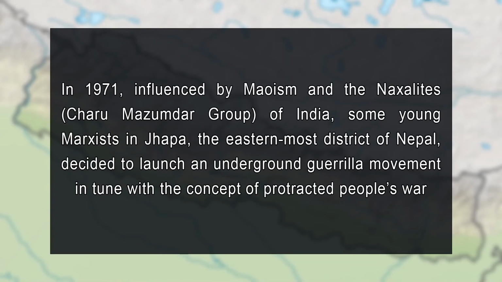In 1971, influenced by Maoism and the Naxalites, Charu Mazumdar group of India, some young Marxists in Jhapa, the easternmost district of Nepal, decided to launch an underground guerrilla movement in tune with the concept of protracted people's war. This came to be known as the Jhapa uprising, the first of its kind in Nepal. The Jhapa uprising was crushed by the royal government.